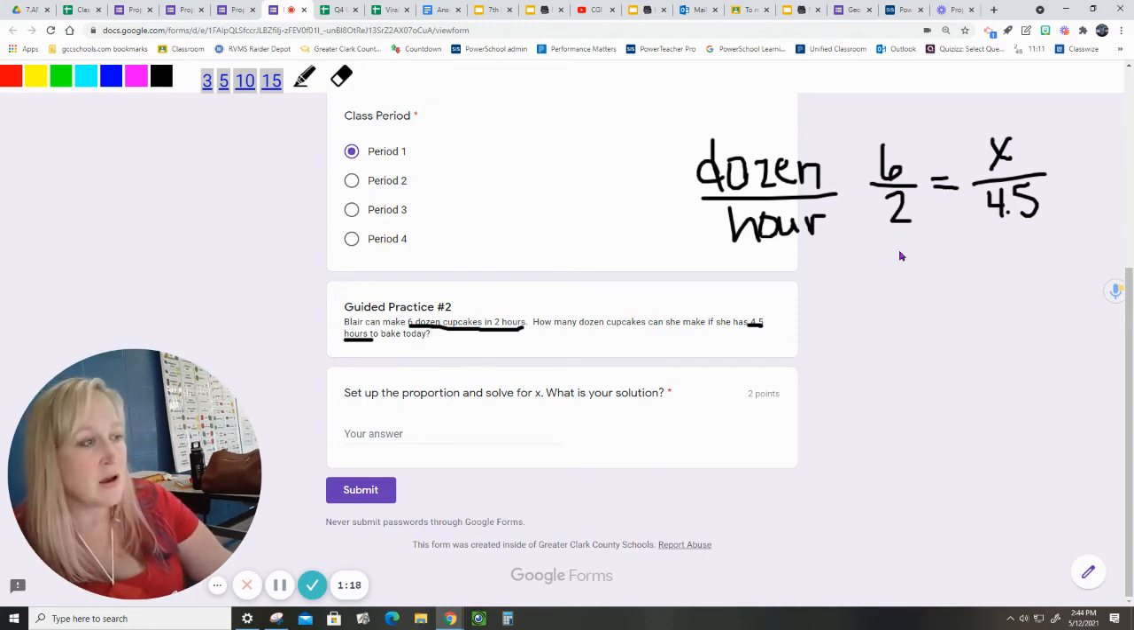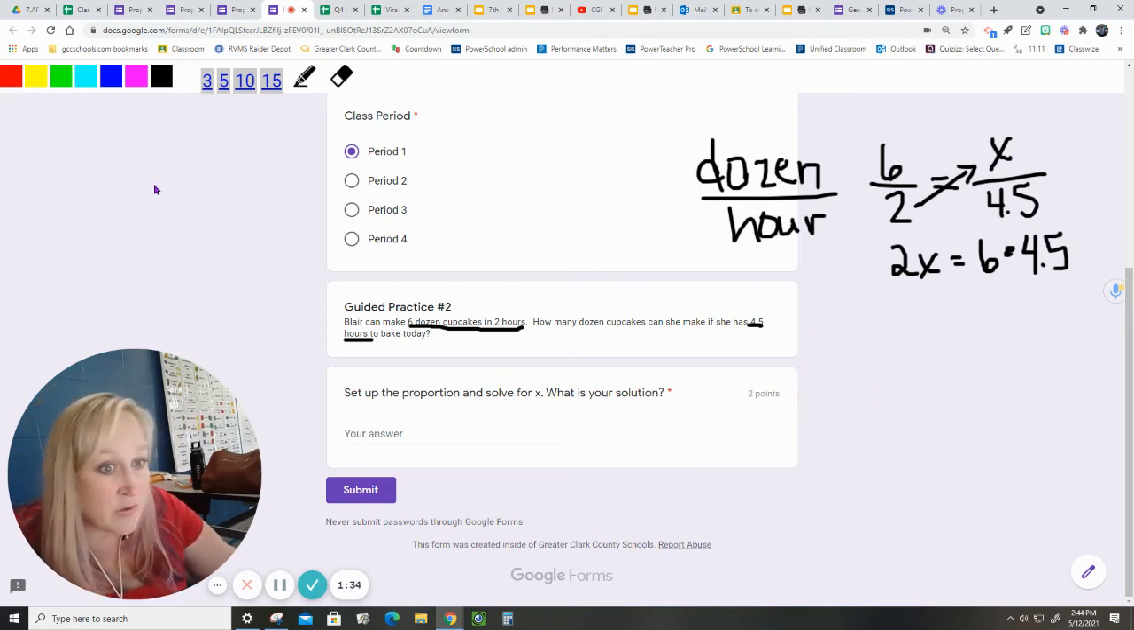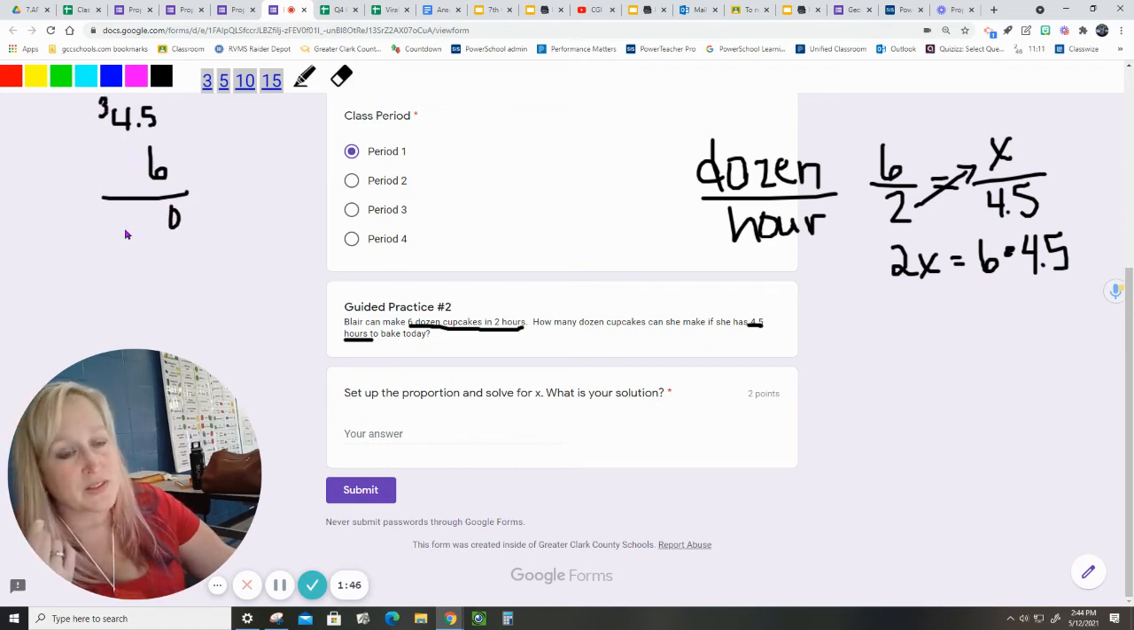I can solve for x. 2 times cross multiply, 2x equals 6 times 4.5. 6 times 4.5. Well, let's see if I can go off to the side and do that problem. 0, 3. 4 times 6 is 24, plus the 3 is 27. And then I get a decimal point.